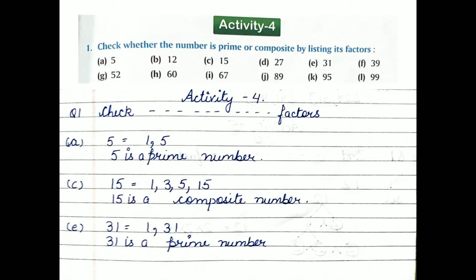So first you have to write in this manner in the maths copy, activity 4 and question 1. Firstly we do the A part, that is 5. 5 comes in the 5 table, means 5 ones are 5, or 1 fives are 5, is the same thing. So I will write 1 fives are. Is there any other factor of 5? No. So it has only two factors, so we say 5 is a prime number.